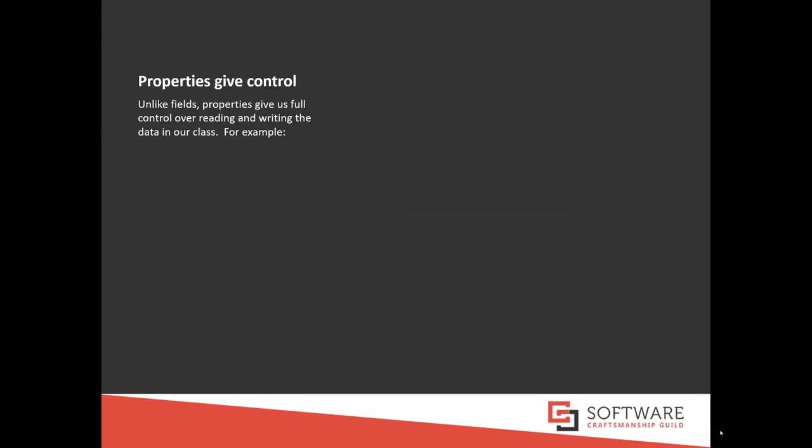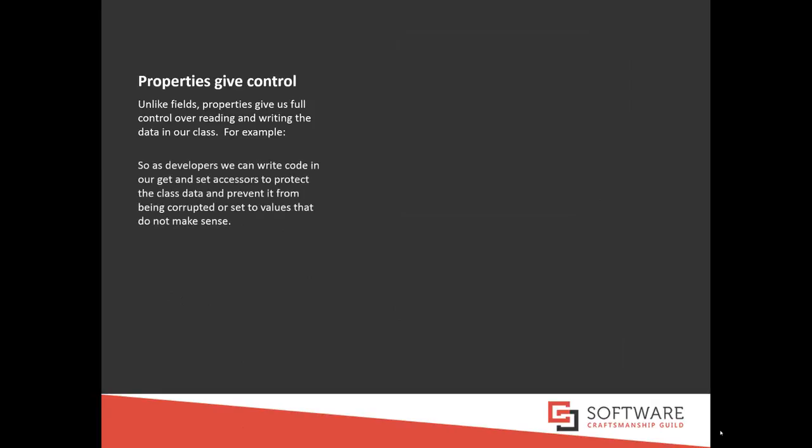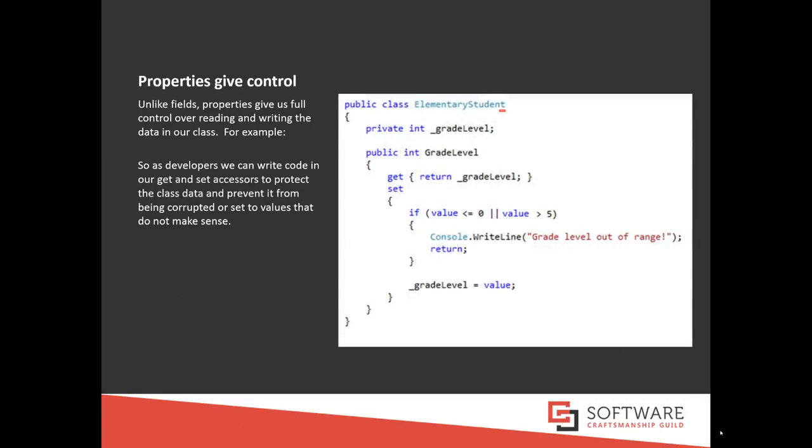Unlike fields, properties give us control over the reading and writing of the data in our class. So here's an example. Our developers can write code with get and set accessors. We have an elementary school student here. That student has a private variable that represents their grade level. The get just returns the grade level. That means anybody can read the grade level from this class.